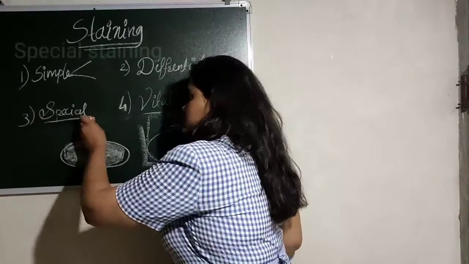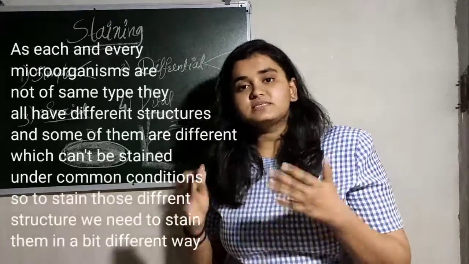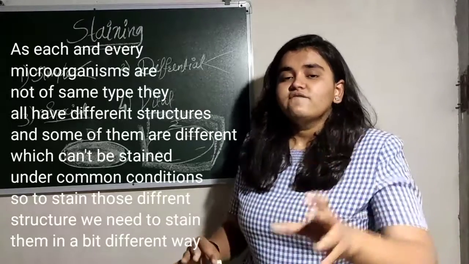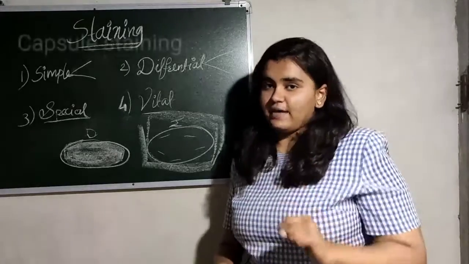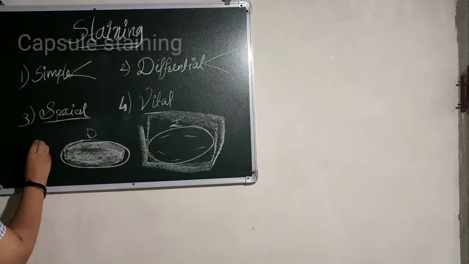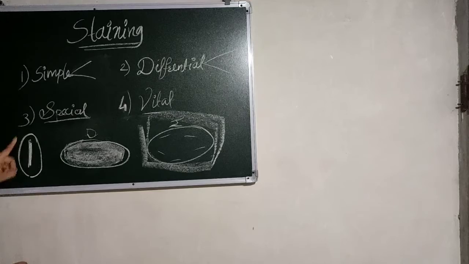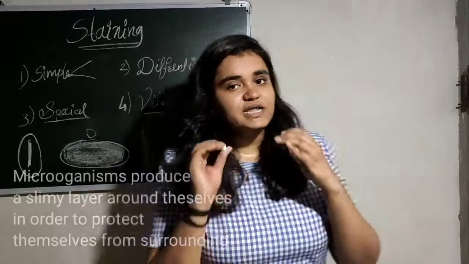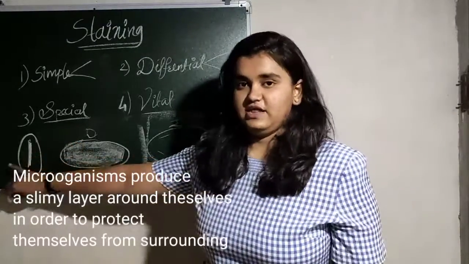Next one is special staining. As I said, each and every microorganism is different in its own way. Some of them have certain structures which can't be stained under normal conditions. The best example is capsule staining. If I am considering this as my microorganism and its surrounding, this microorganism will produce certain slimy matter known as capsule for protecting itself.